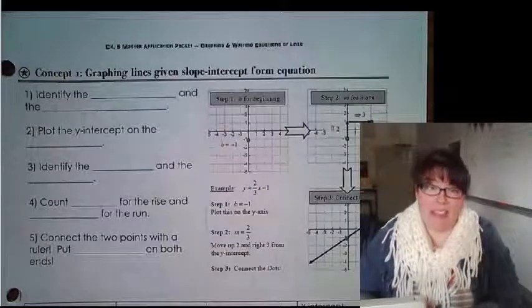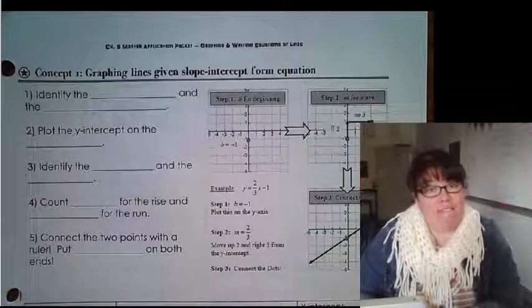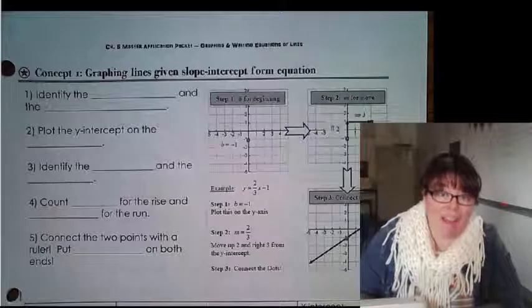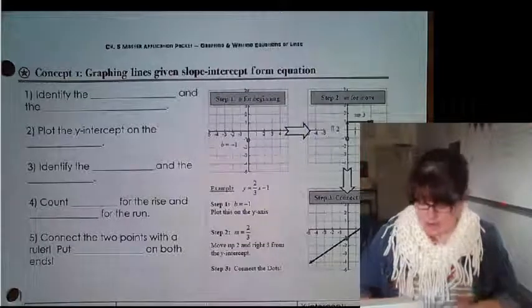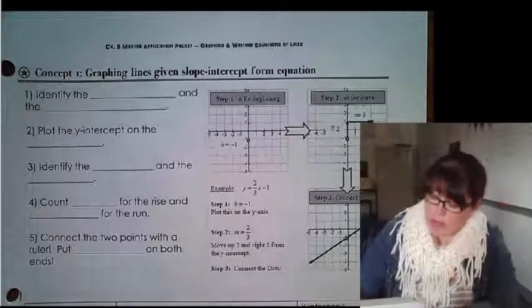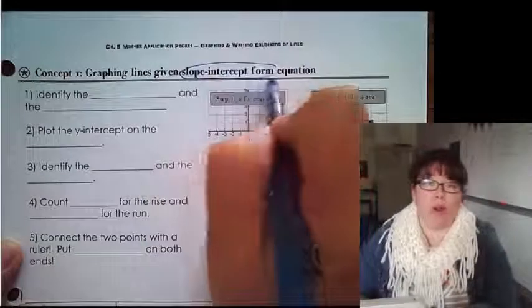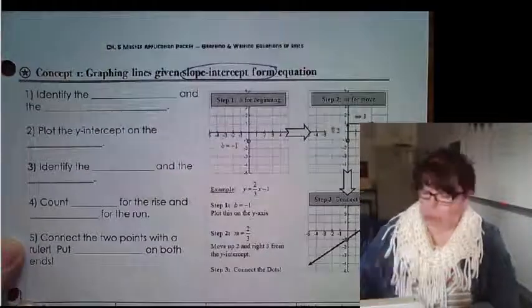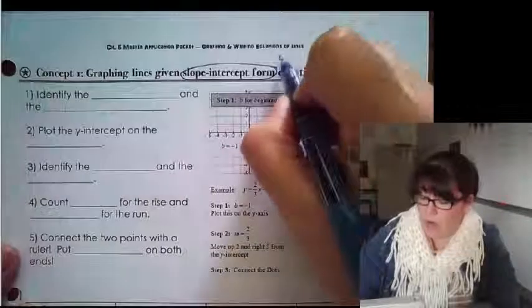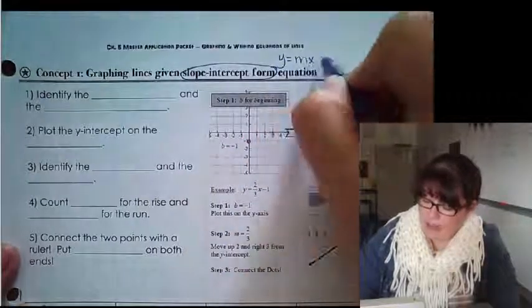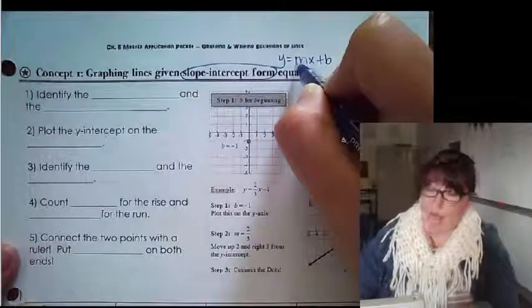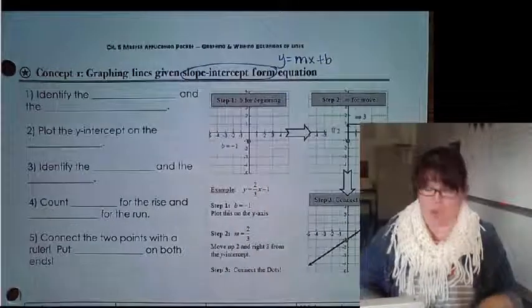Today we begin to look at the second half of Chapter 5. We're going to do a little bit more work with graphing lines on a coordinate grid, and we are going to be using the slope-intercept form of the equation. If you remember, the slope-intercept form of an equation is y equals mx plus b. So we're going to look at how to graph when that's the only information that you are given.